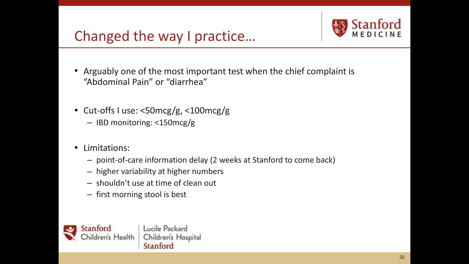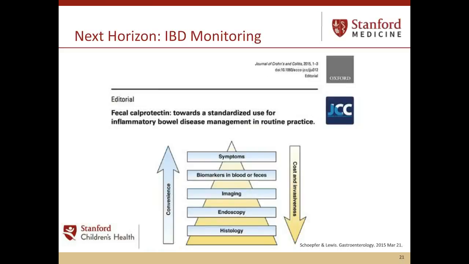I just want to say briefly that the limitation of fecal calprotectin testing is that it does take a while for the calprotectin to come back, but I know smart folks in industry are trying to have more point-of-care testing. There's higher variability in the higher numbers of calprotectin, so basically a 500 versus a 650 might not be that different. And definitely don't use the calprotectin at the time of the clean-out, for any gastroenterologist that may be on the call, on the webinar. First morning calprotectin testing is best.